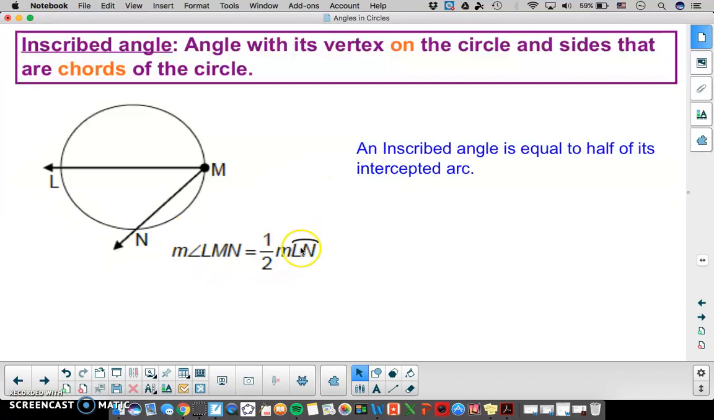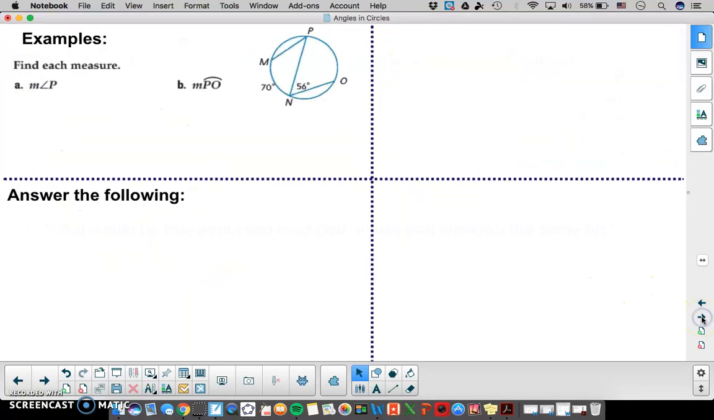Inscribed angles are going to be half of their intercepted arcs. So whatever arc LN is, angle LMN will be half of that. So find each measure. We have the circle here. We have chord MP, chord PN, and chord NO that create the inscribed angles, angle MPN and PNO here.